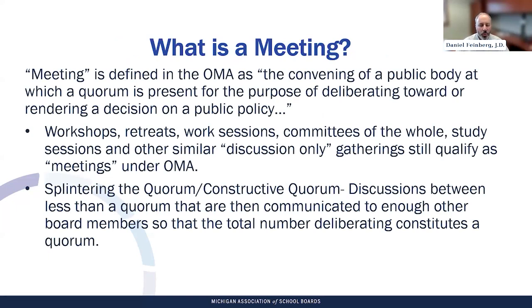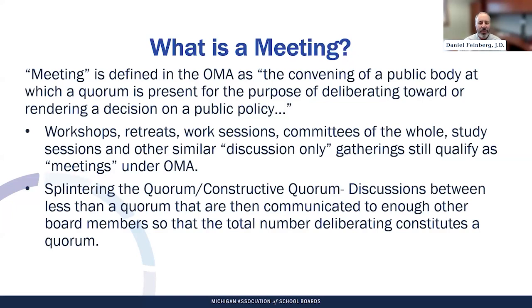Workshops, retreats, work sessions, committees of the whole, study sessions, and other discussion-only gatherings are still meetings. So even though you're not planning to vote on something, and you've never had that intention, it's still a meeting. You still have to meet the requirements for the Open Meetings Act, because there's the potential that you could deliberate on something. There's the potential you still can vote on things in these meetings.